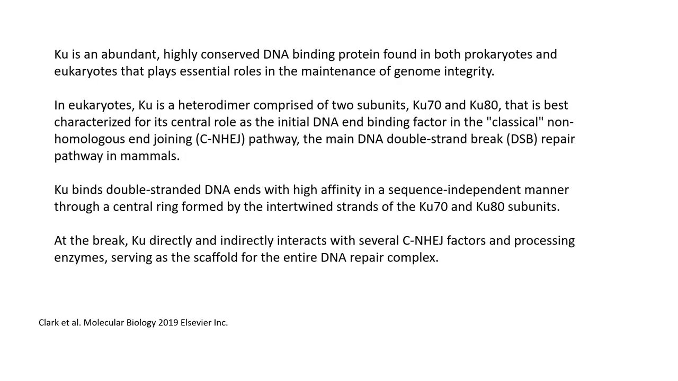The KU is a critical player without which the NHEJ repair cannot begin. This is an abundant and highly conserved DNA binding protein found in both eukaryotes and prokaryotes, and it plays an essential role in the maintenance of the genome integrity. In eukaryotes, KU is a heterodimer comprised of two subunits, KU70 and KU80. And it is best characterized for its central role as the initial DNA end binding factor in the classical non-homologous end joining pathway, the main DNA double-strand break repair pathway in mammals.